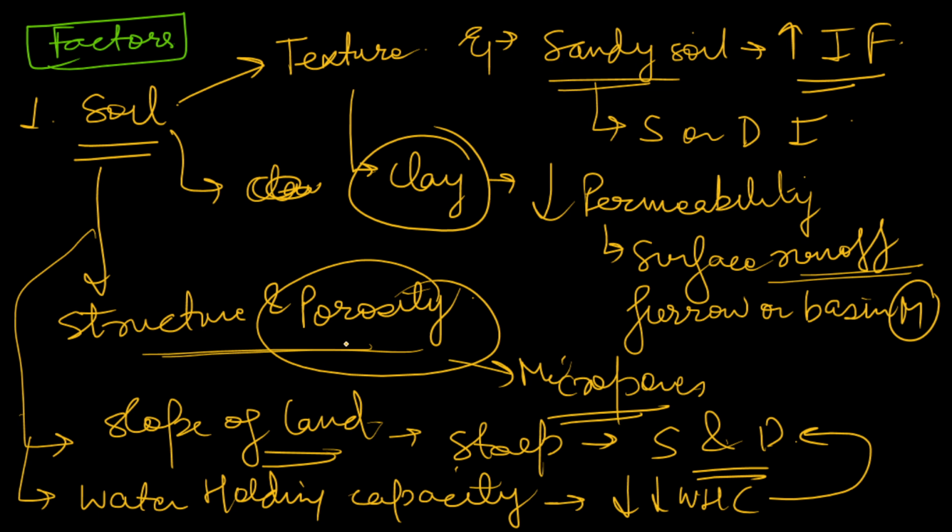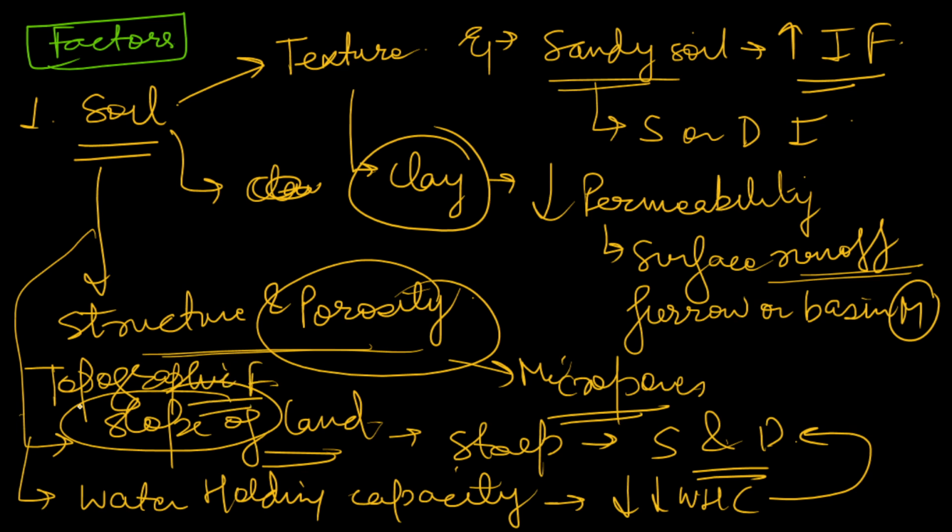Secondly, topographic factors. Slope of the land, you can also mention as another factor, topographic factors, which can be written as number 2. Write that in sloping topography, we will use sprinkler or drip irrigation instead of surface flow irrigation, because surface flow irrigation will cause more runoff losses and chances of erosion.